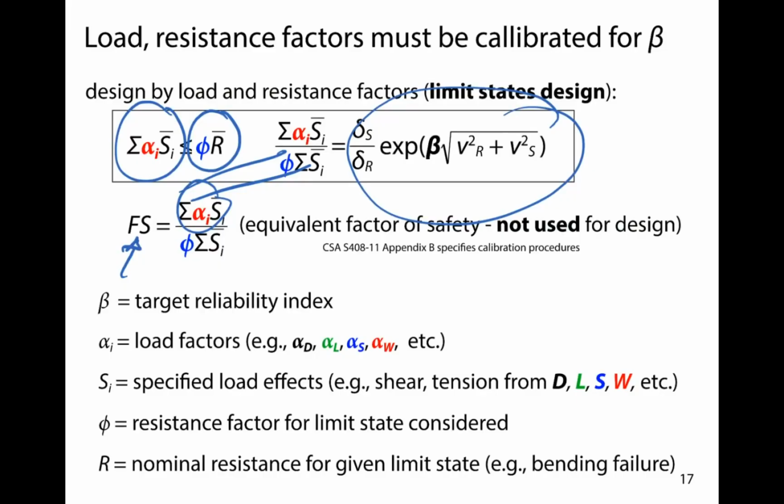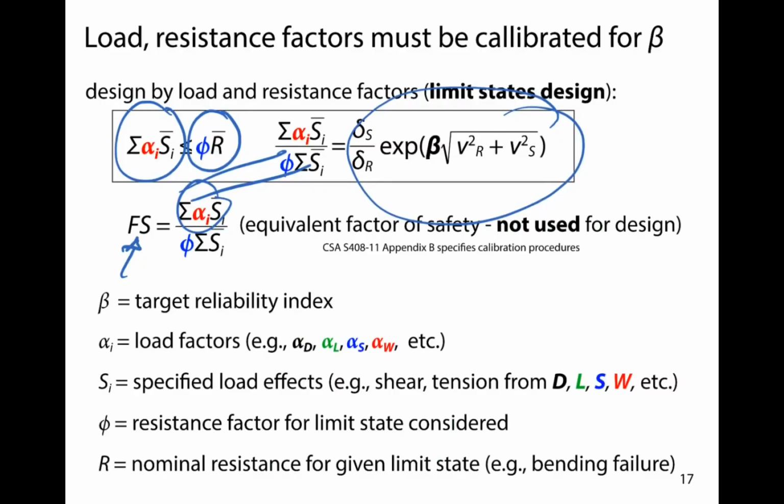Okay, does anyone have any questions about what our goal is here in terms of making sure the factored resistance exceeds the factored load effects? What this reliability index beta is for, or why this might result in different load factors for the different kinds of load effects we're considering acting on our structure?